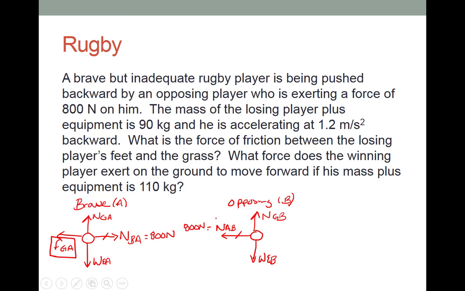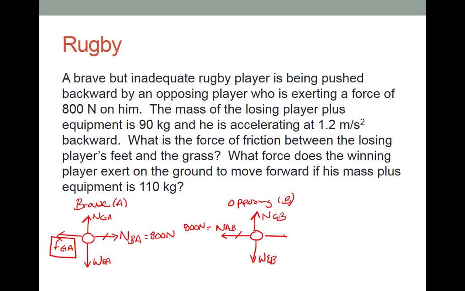So how do we know they're a third law force pair? Well, they're the same type of interaction. They're both a contact force. They're between the same two objects, the two players, B and A. They're on two separate free body diagrams. They point in opposite directions. They've got all the hallmarks of a third law force pair. Therefore, they must be equal.